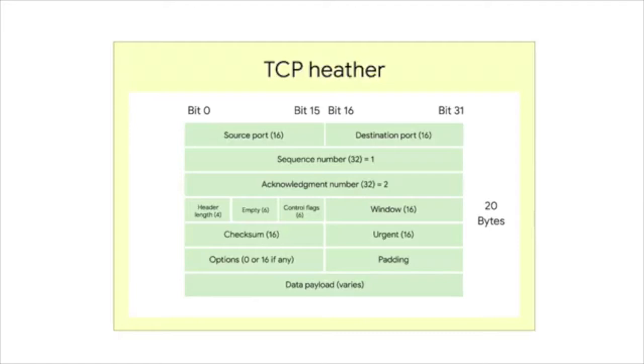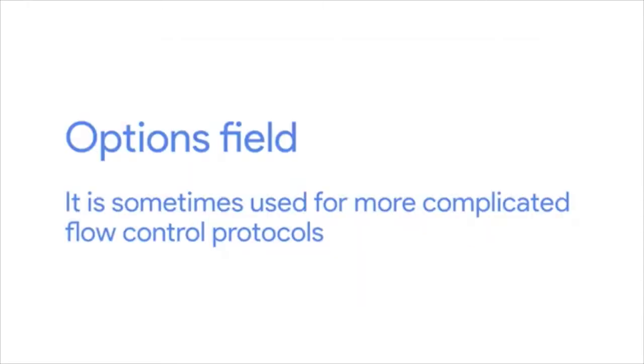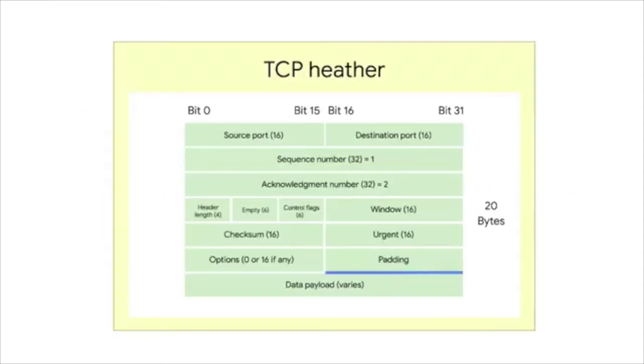This is a feature of TCP that hasn't really ever seen adoption, and you'll probably never find it in modern networking. Even so, it's important to know what all sections of the TCP header are. Next up, we have the options field. Like the urgent pointer field, this is rarely used in the real world, but it's sometimes used for more complicated flow control protocols. Finally, we have some padding, which is just a sequence of zeros to ensure that the data payload section begins at the expected location.